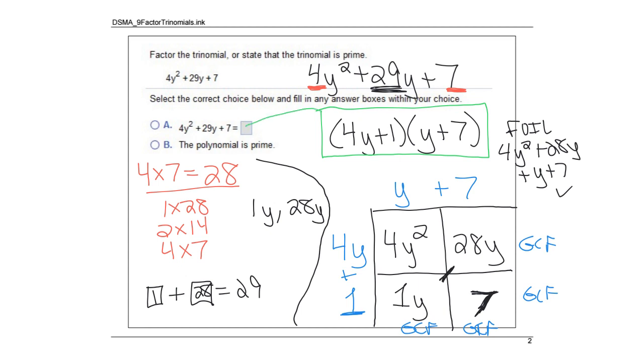And we will put this in here. All right, let's do the AC method on the next page. So this was the box.